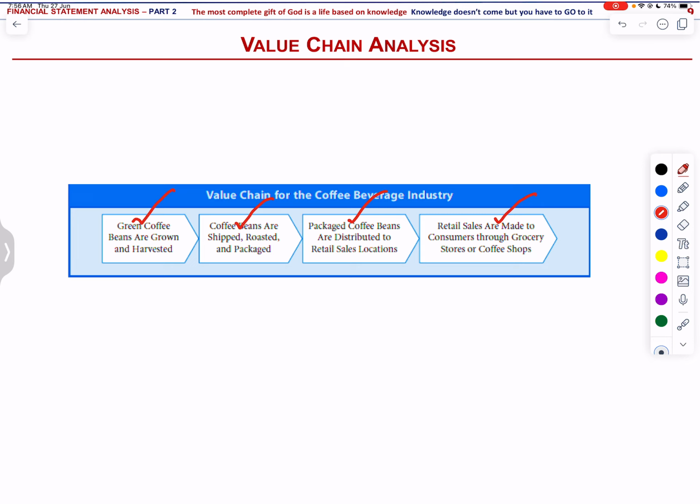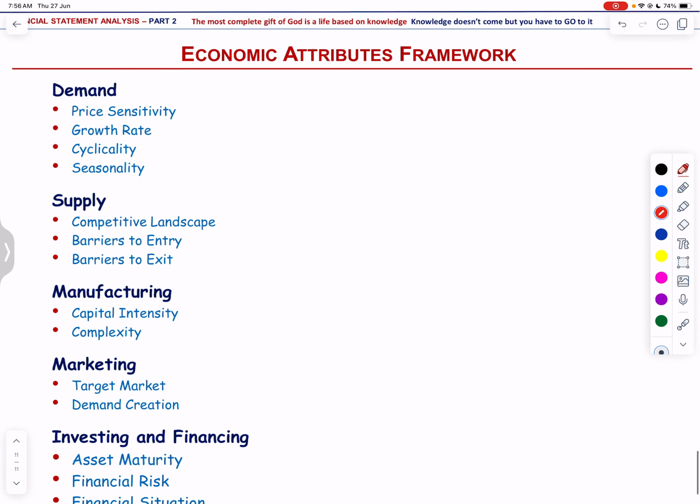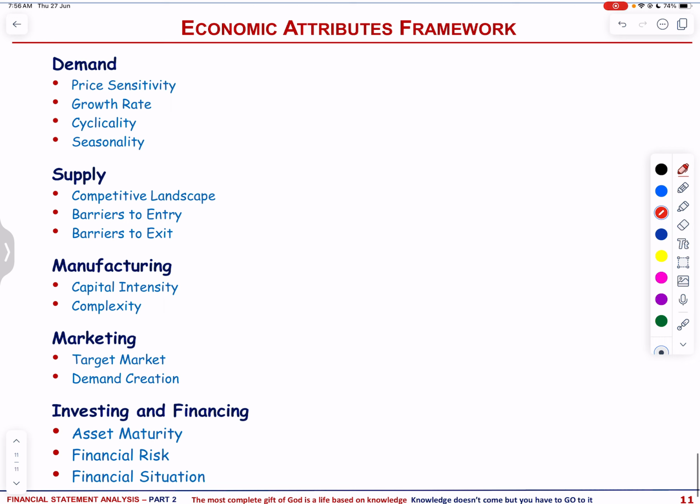Finally, let us talk about the economic attributes framework. Number one is demand. Are the customers highly sensitive to price changes? Example, automobiles. Or relatively insensitive? Example, soft drinks. Is demand growing quickly? Example, long term healthcare. Or stable, mature?